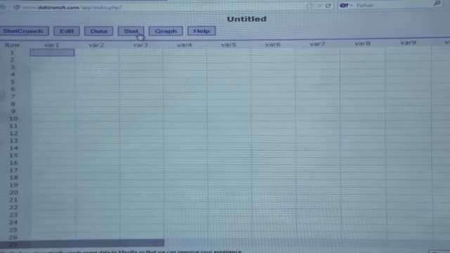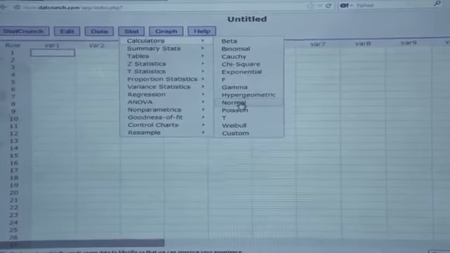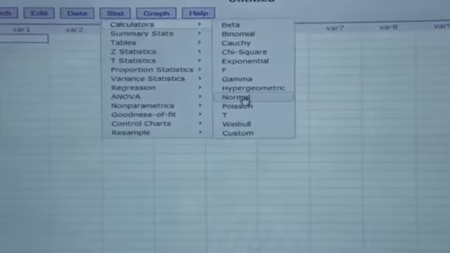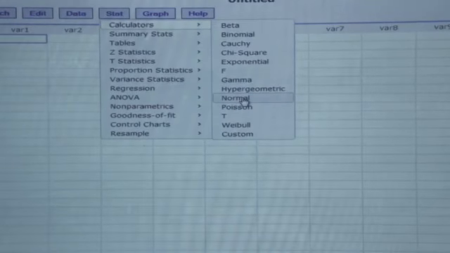And where do you find this? It's up in the Stat menu, Calculators, and then Normal. Okay, so those are the 3 clicks that we'll do. What I'll do is just talk us through it, and I'll show you the steps on the screen, and then I'll probably write a little summary remark each time. So, Stat, Calculators, Normal Model.